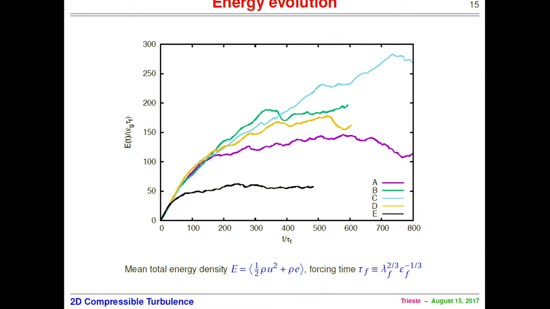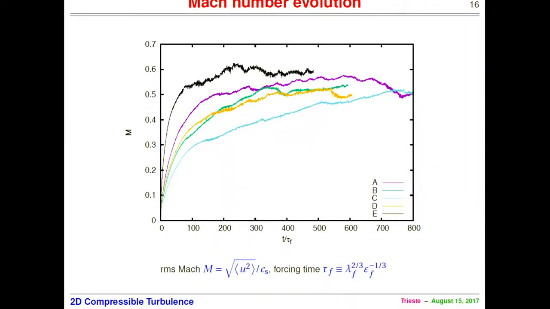Okay, so first we would like to look at the energy evolution as a function of time, and we normalize the time by the forcing time here. Lambda F is the forcing scale, epsilon F is the energy injection rate. What we see is that all cases show initial energy growth, which then saturates due to energy loss, mostly in shocks, okay? The saturation happens at Mach numbers somewhere in between 0.5, 0.6, 0.7, and we never get higher Mach numbers in these models.